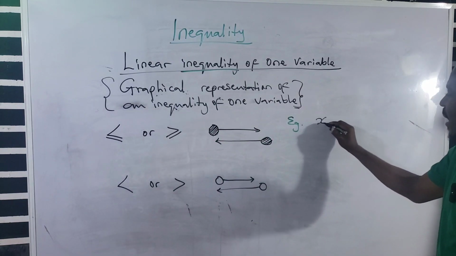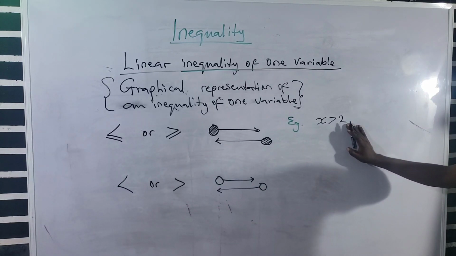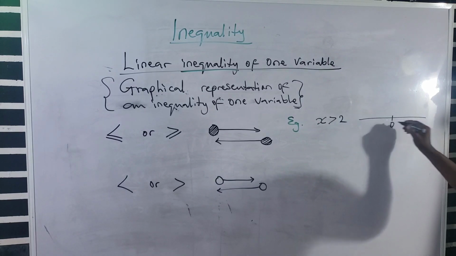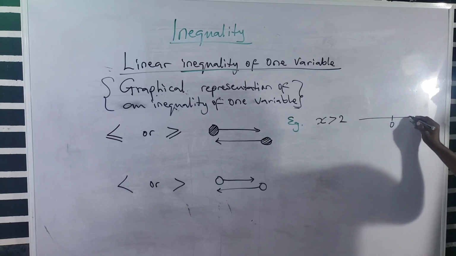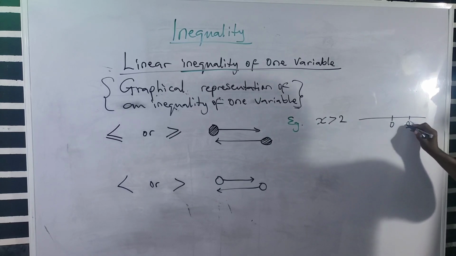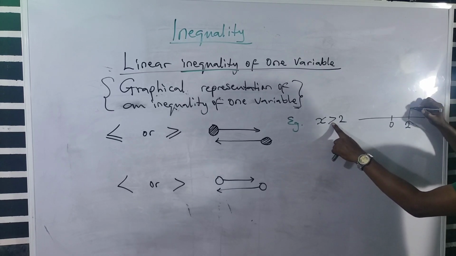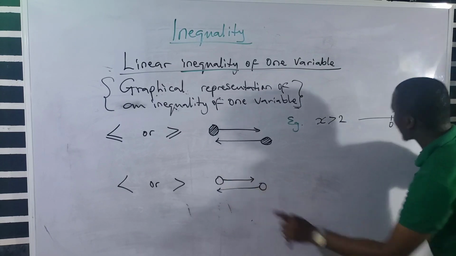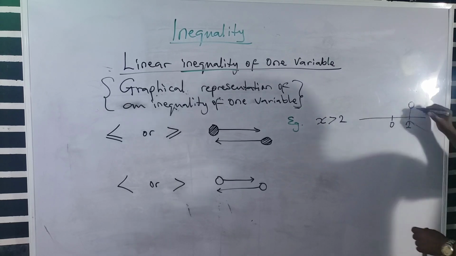If I have x less than 2, how will I represent this in a number graph? I'll have my number graph. Of course, I have to make a reference to 0. There is 2 here, so I get my 2. This is my 2 there. Then I have greater than, which strictly makes use of the empty circle. So I have my empty circle. x is greater than 2. Here is 2.